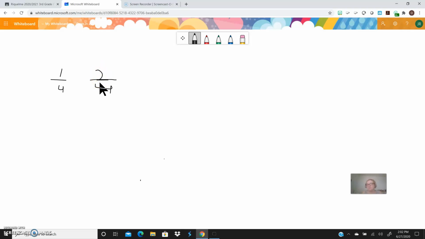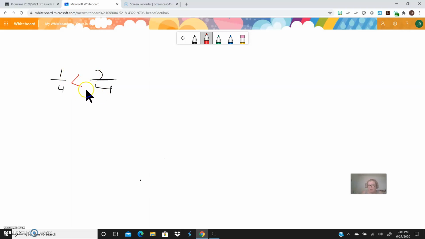But what if I want to see which one is bigger? Okay, I can do this many different ways. Let's start with the easiest way. Anytime you're comparing fractions, as long as the top numbers are different and the bottom is the same, you're going to go with the larger number. So for here, 2/4 is greater.